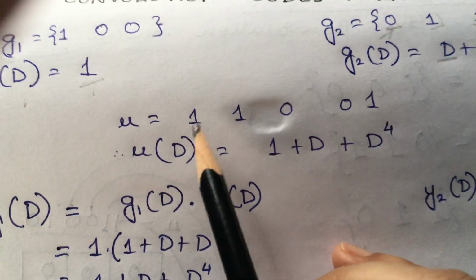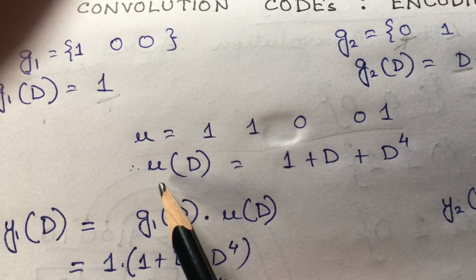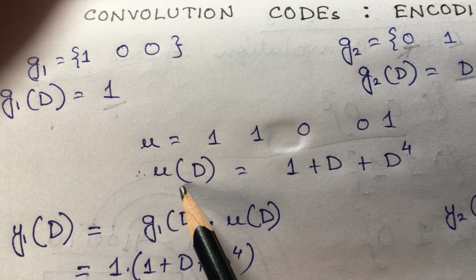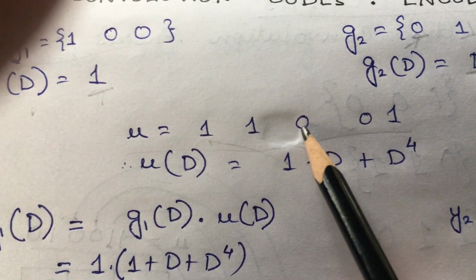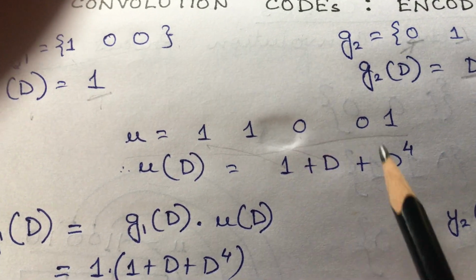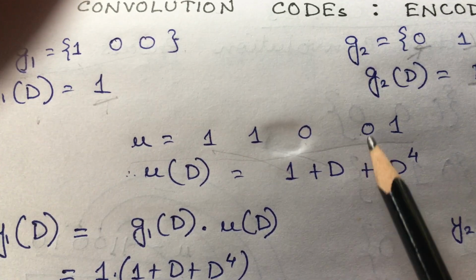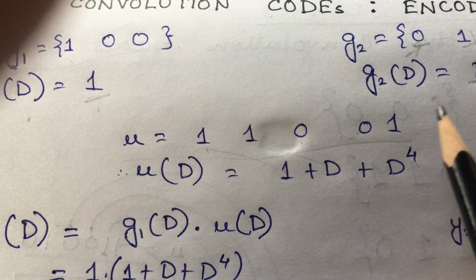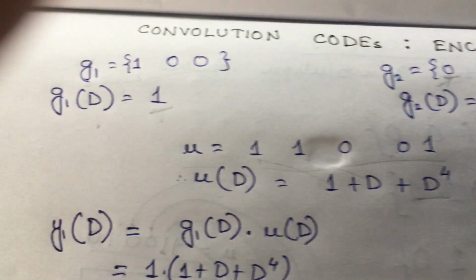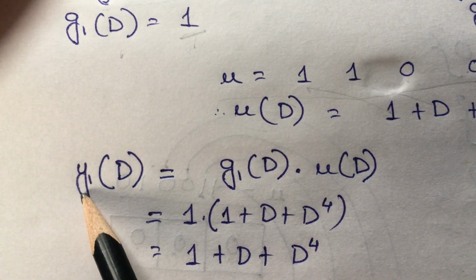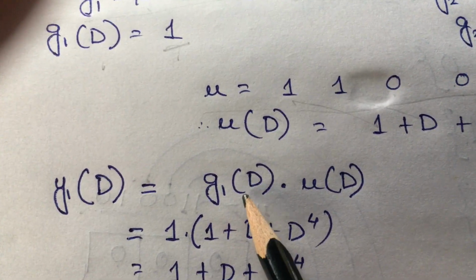And this was the message sequence that we had taken as an example. So the corresponding polynomial representation of this message sequence would be 1 plus d plus, there is no term of d square, so it won't be here. Then the coefficient corresponding to d cube is also 0, so we don't write d cube over here, and the coefficient corresponding to d to the power 4 is 1, so we write d to the power 4 over here.